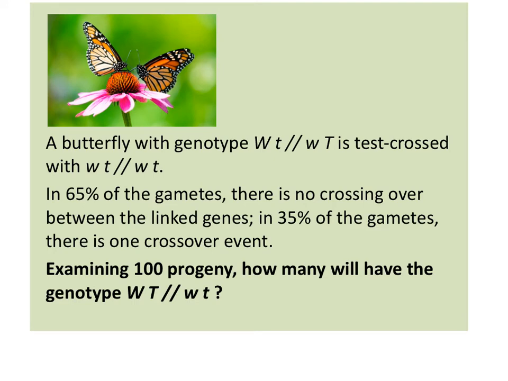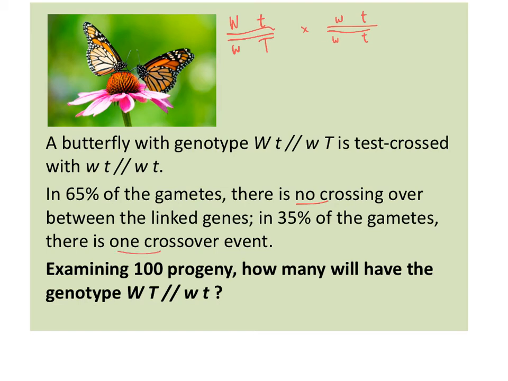Let's try another problem thinking about recombination and predicting progeny and gametes. So we have a butterfly with a dihybrid genotype, and I'll redraw the chromosomes up here, big W, little t, and little w, big T. This butterfly is test crossed with little w, little t, little w, little t, a tester. In 65% of the gametes, there is no crossing over. In 35% of the gametes, there is crossing over.